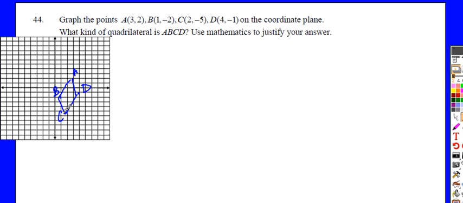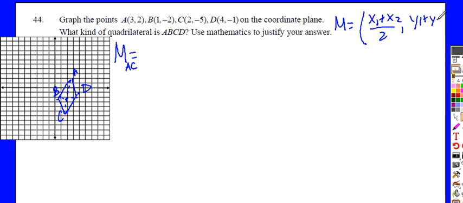I'm pretty sure it's a parallelogram, but I'm going to have to also show that if it is a parallelogram, it's not certain other special types of parallelograms. To show it's a parallelogram, I think the midpoint formula is the easiest one to do. Basically, the midpoints of the diagonals will be the same if it is a parallelogram, because the diagonals will bisect each other. So the midpoint formula is (x1 plus x2) over 2, (y1 plus y2) over 2. That's the formula I'll be using.